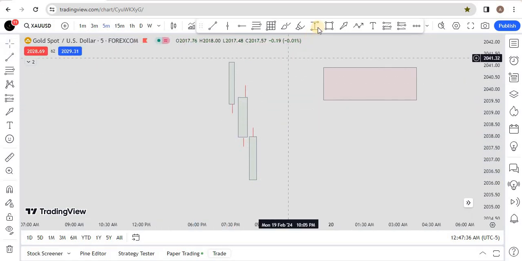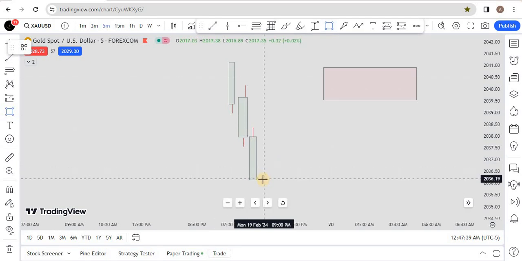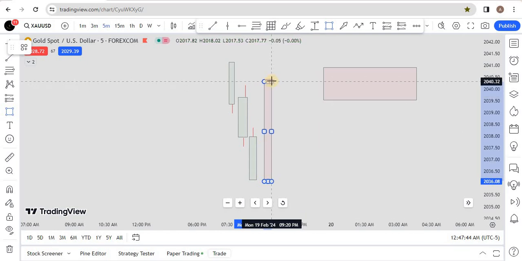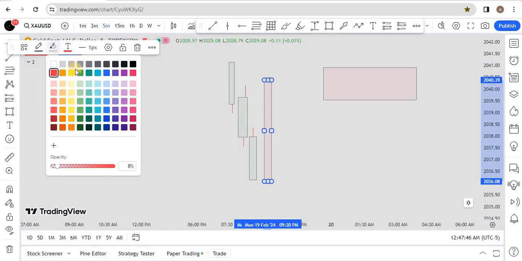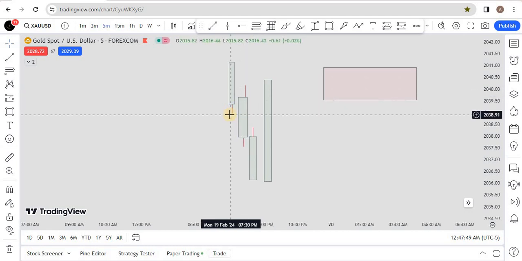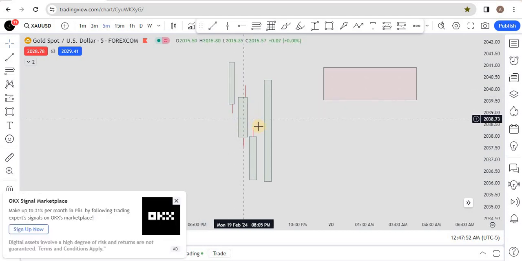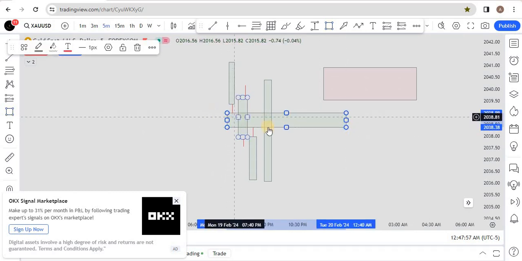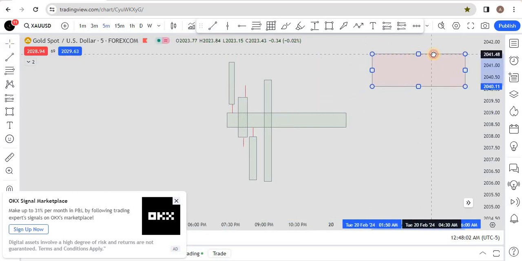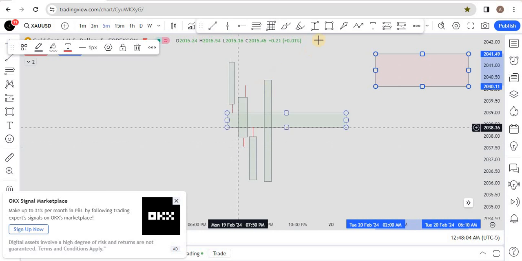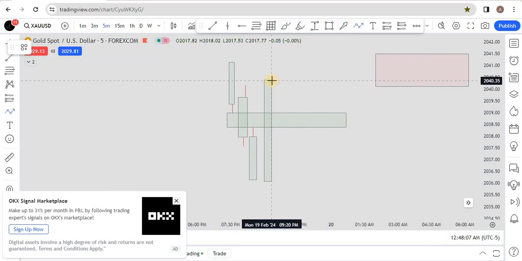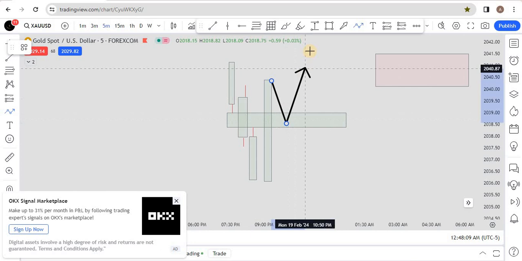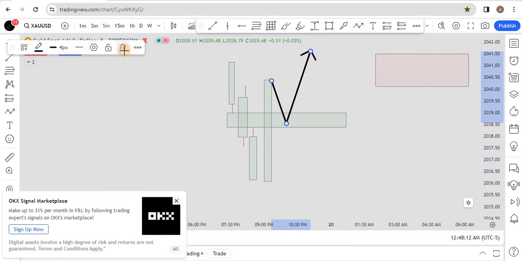What does it mean by that? Let's say the trend was bearish, then a huge bullish candle opens and closes above this fair value gap. So where was the fair value gap? This was the fair value gap. Now this fair value gap becomes an inversion fair value gap. It means that the trend has changed. Now whenever price retests this inversion fair value gap, it will go in that direction.